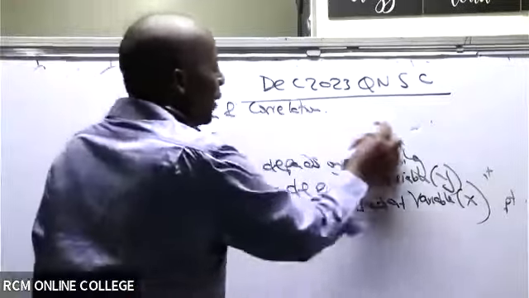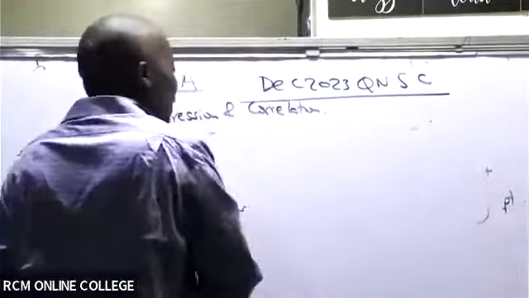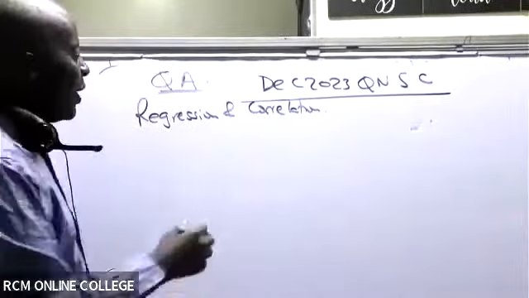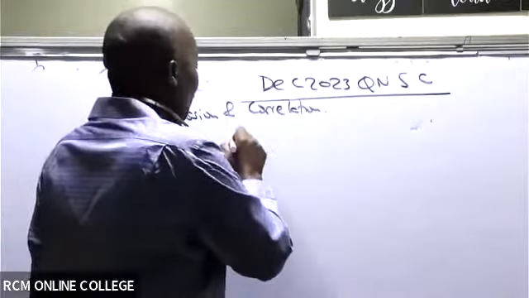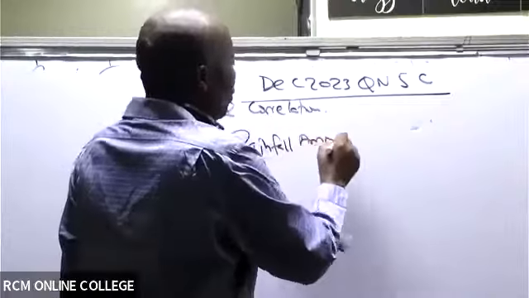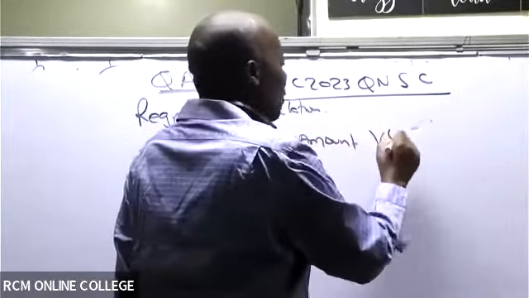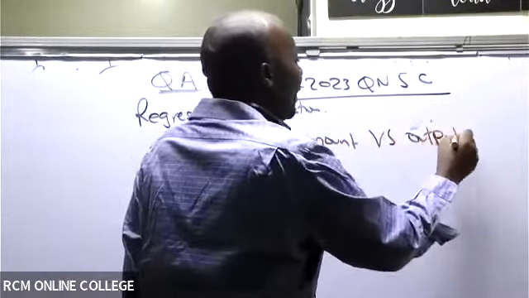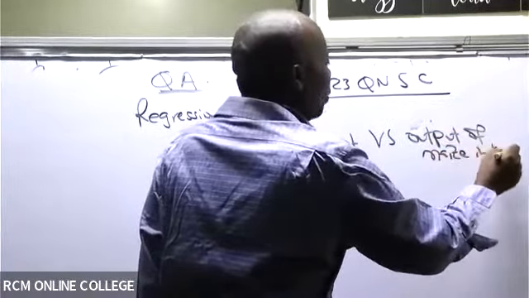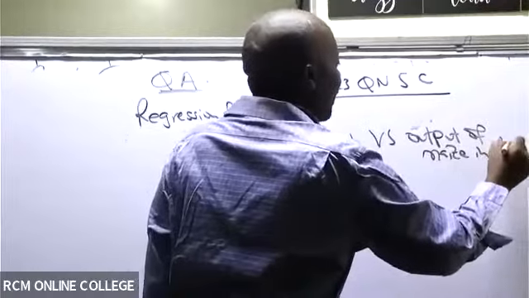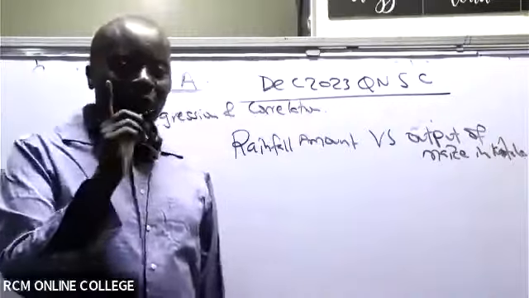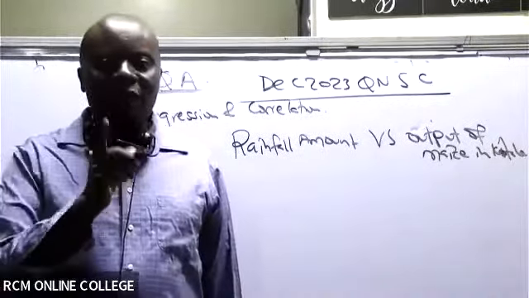How about this one? This one, I'm 100% sure you guys will be able to get this right. For example, you are given rainfall amount versus output of maize in Kitale. So in this case, I think rainfall amount should be Y. Rainfall amount will be Y.